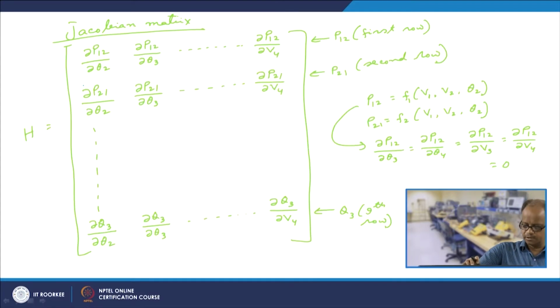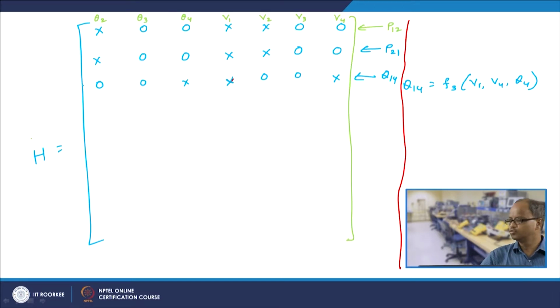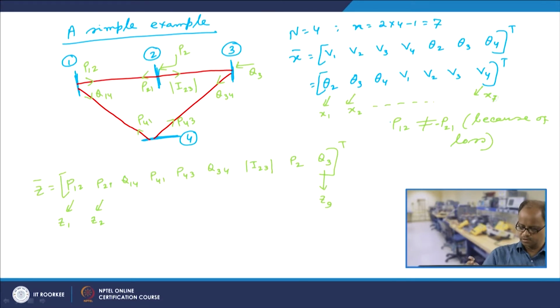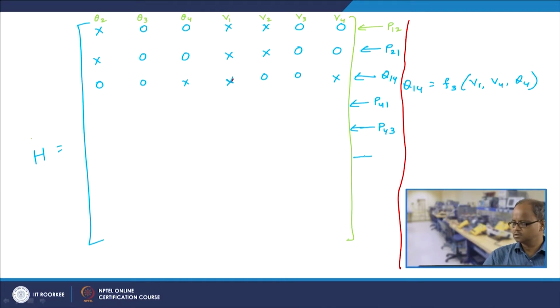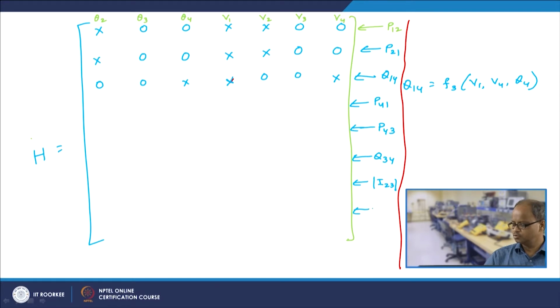Then we have, let us write P41, P43, P41 also, P41, then P43, then we have Q34, I23, then it is Q34, then it is magnitude I23, then it is P2, Q3, then it is P2, last is Q3. Okay.